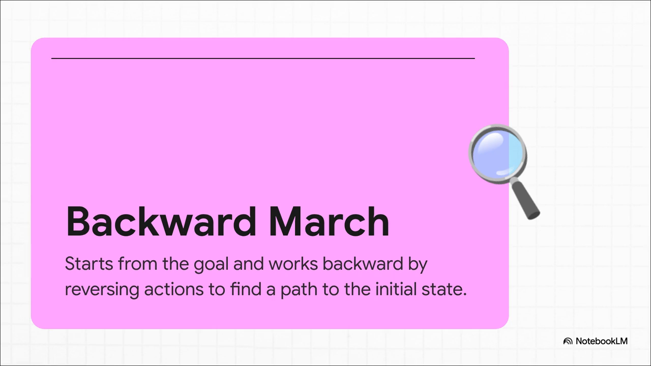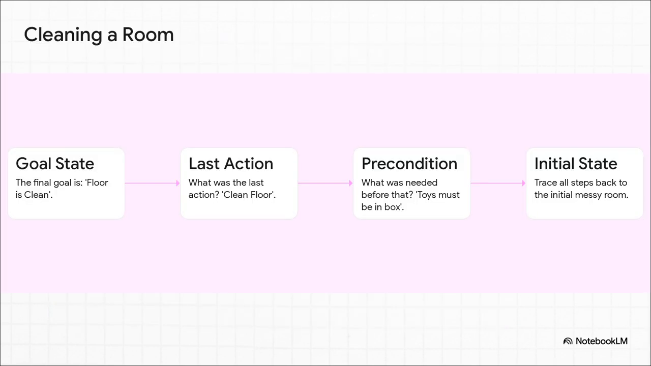It's like seeing a picture of a perfect cake and using it to reverse engineer the entire recipe. Let's use cleaning a room as an example. The goal is simple, a clean floor. To get there, the AI figures out the very last action has to be clean the floor. But wait, what's the requirement for that? Well, the toys must be in a box. And before that, the toys had to be picked up. By tracing these needs backward, the AI builds a perfect plan starting from that initial messy room.